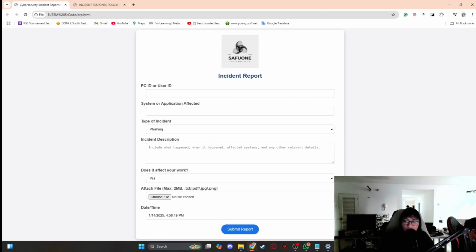Alright, and here on the second page, the user details the incident. They specify the affected system, describe the issue, and attach a relevant file, which is optional, but most likely needed. Guidance is provided to ensure users can report comprehensively, and we even ask if the issue impacts their work, categorizing the response as yes or no.